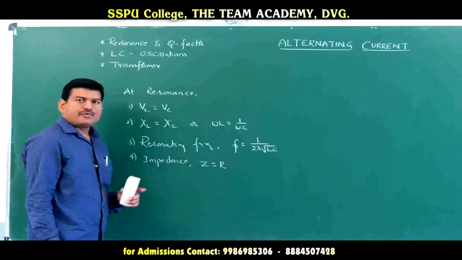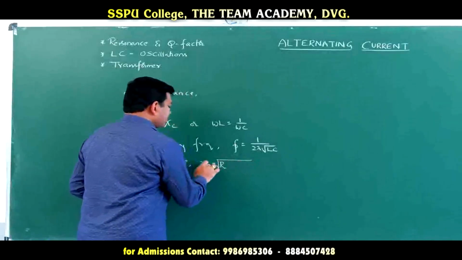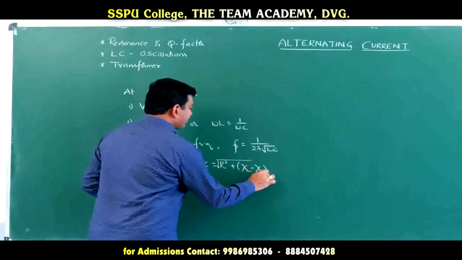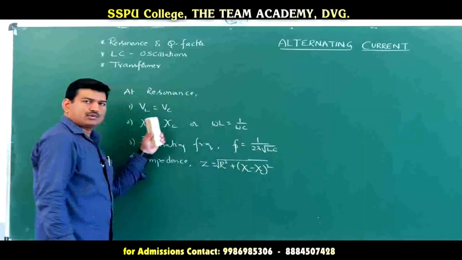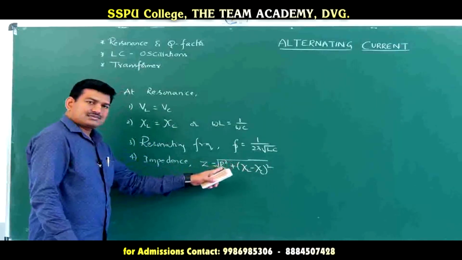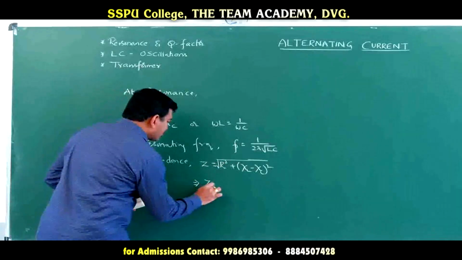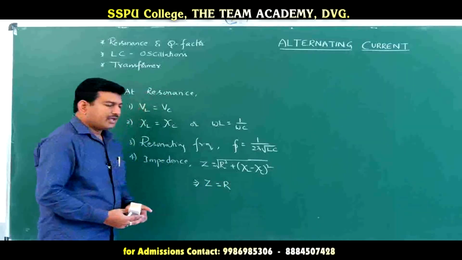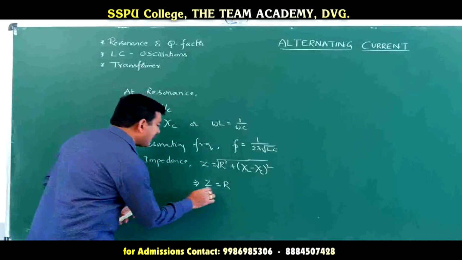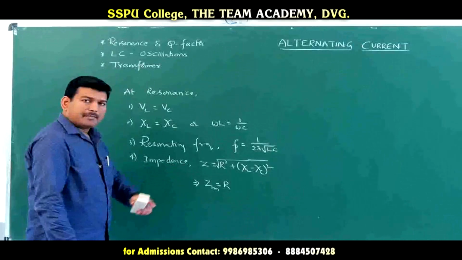Why? Because the actual formula for impedance is Z equal to the square root of R squared plus (X_L minus X_C) whole squared. At resonance we have X_L equal to X_C, therefore X_L minus X_C becomes 0. 0 plus R squared is R squared, and the root of R squared is R. Therefore at resonance Z is equal to R. And this being the 0 term, the Z value will be minimum. At resonance, the impedance will be minimum.